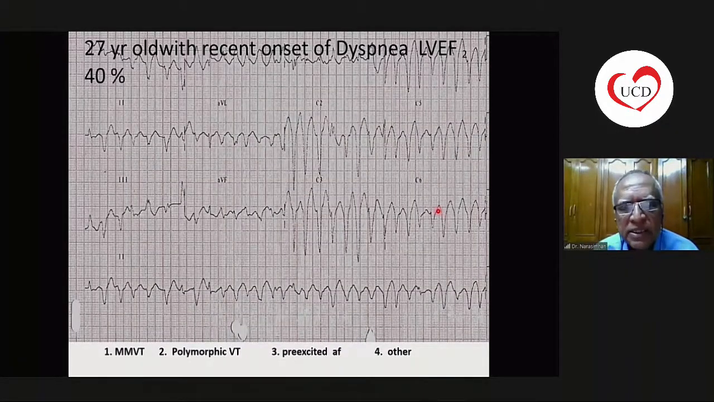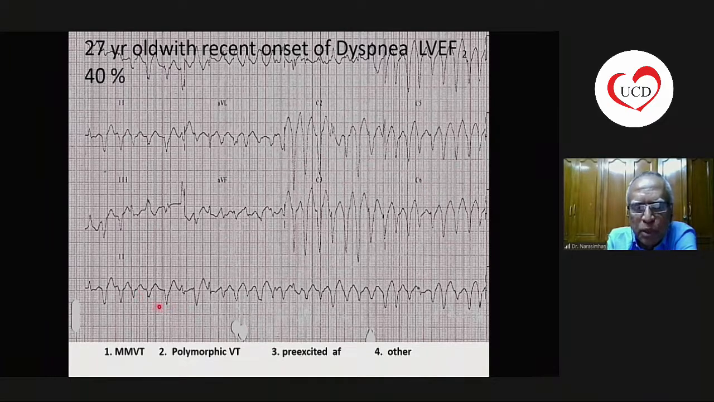This is a 27-year-old school teacher with recent onset of dyspnea, EF of 40%, mid-range ejection fraction. He came with this ECG. Again, to the point of parrot-like repeating, we would like to see this. This patient was actually referred for an ablation for an accessory pathway, pre-excited AFib. This is not pre-excited atrial fibrillation.